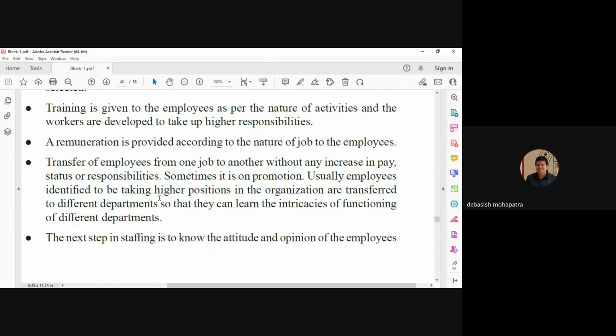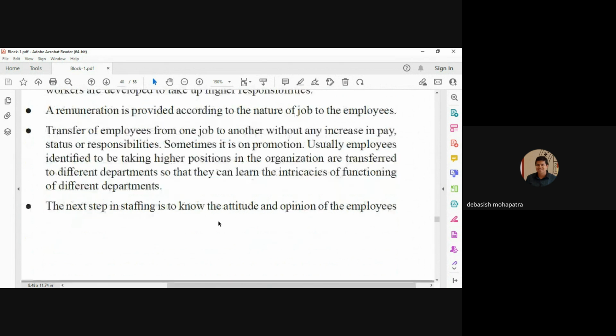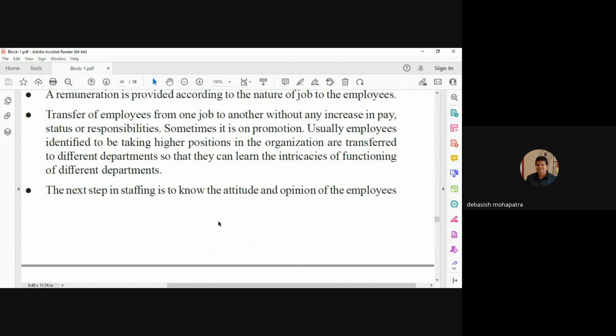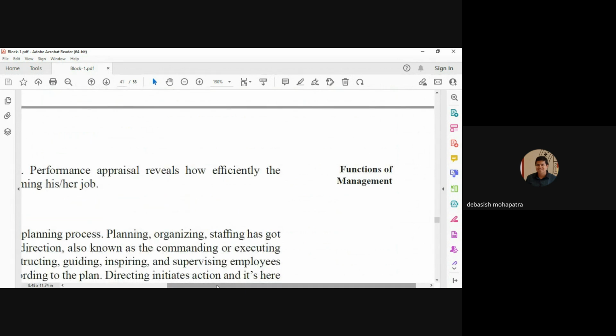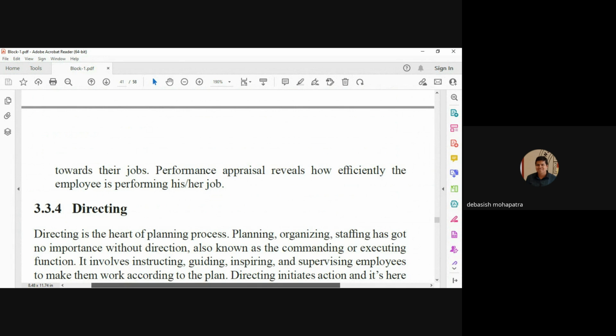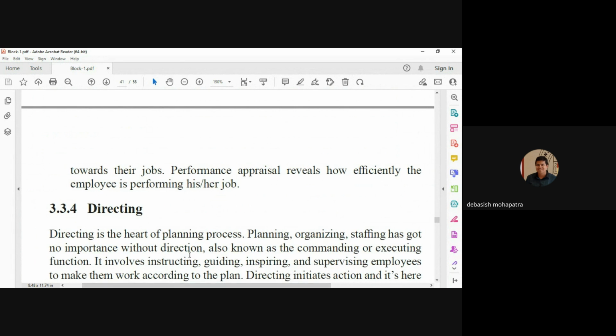Sometimes it is on promotion. Usually employees identified to take higher positions in the organization are transferred to different departments so that they can learn the intricacies of the functioning of different departments. The next step is appraisal, to know the attitude and opinion of employees towards their job. Performance appraisal reveals how efficiently the employee is performing his or her job.